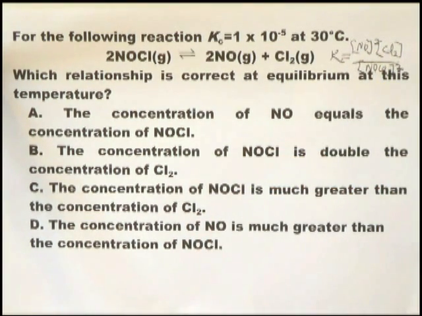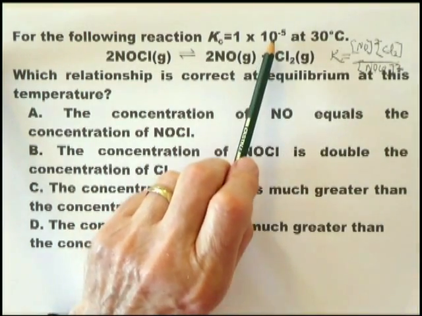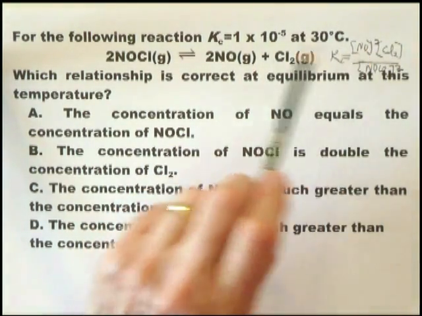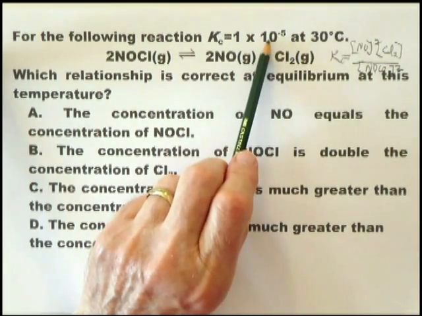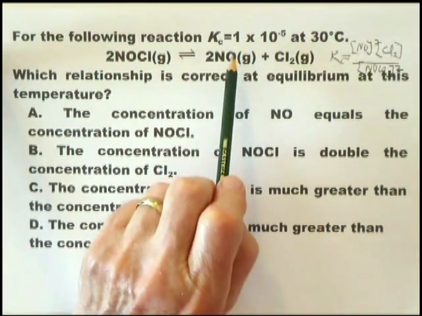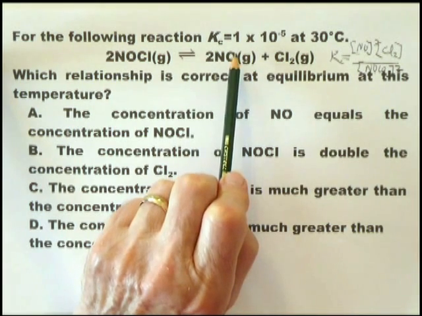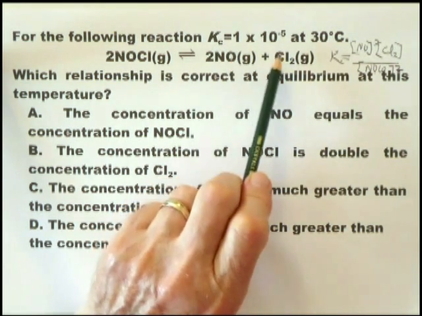However, you should be able to see it without necessarily writing that down. Because that Kc is so small, there's going to be insignificantly small quantities of NO and Cl2.